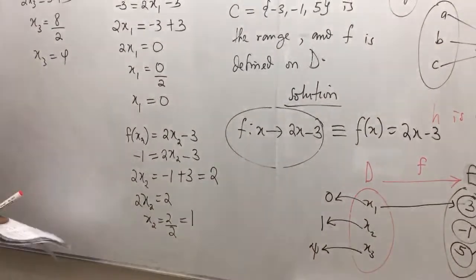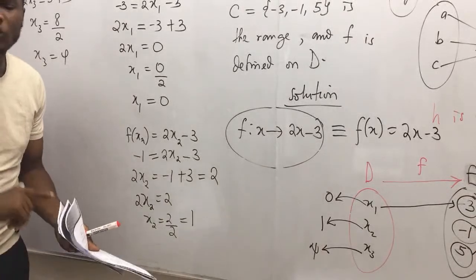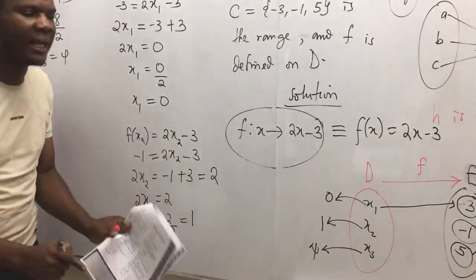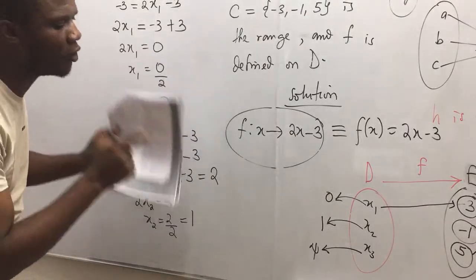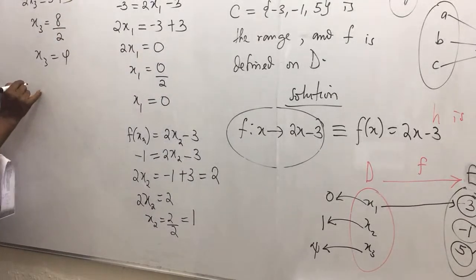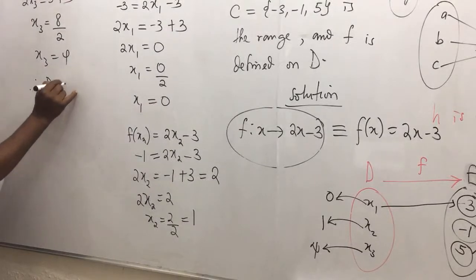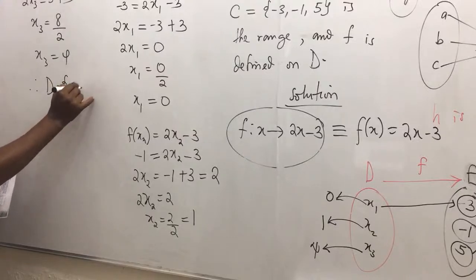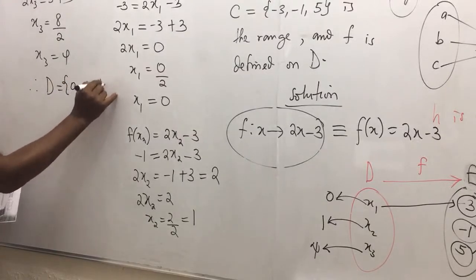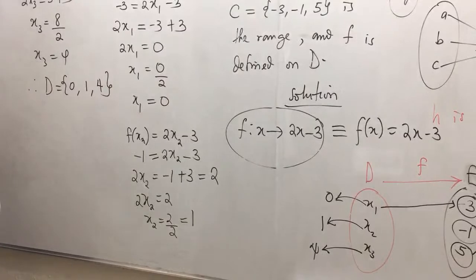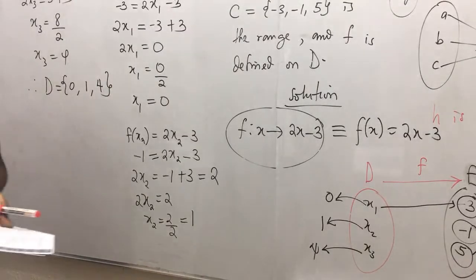Now that we have determined x1, x2, and x3 being the members of the domain, what will we now conclude? You will conclude, therefore, the domain D is a set that contains the elements 0, 1, and 4. And that answers the question.